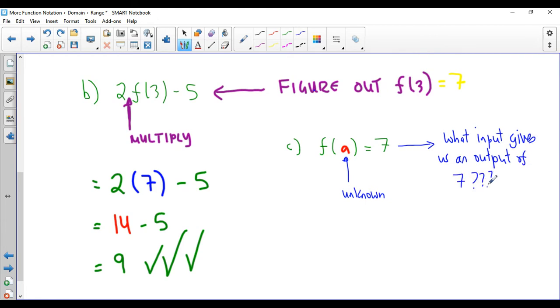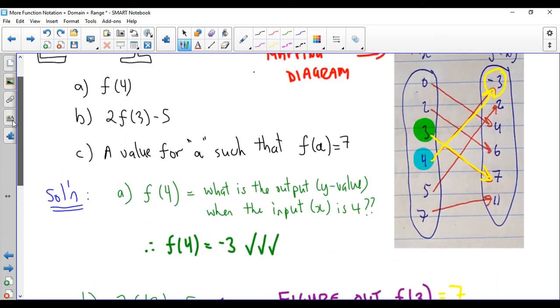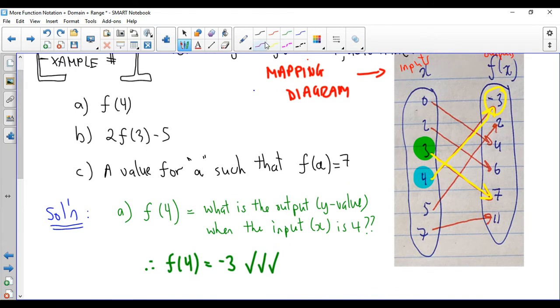So again, when you understand the notation, really this question does not become that challenging. So now we're doing like the reverse. We're saying, well, where is the output 7?